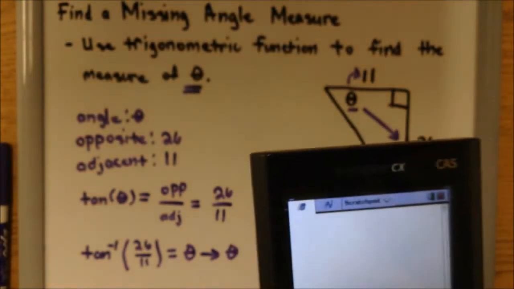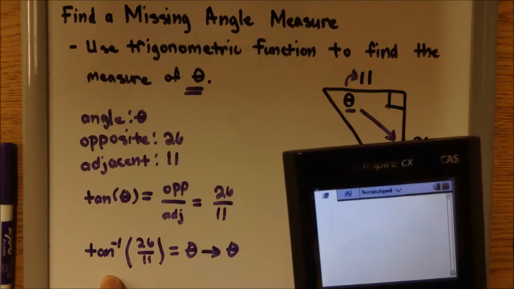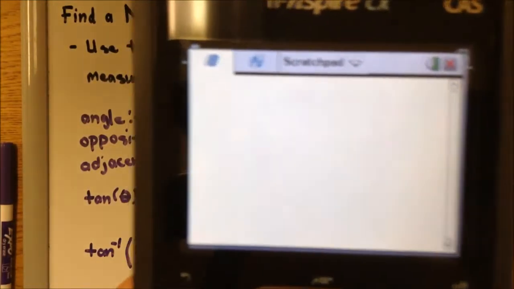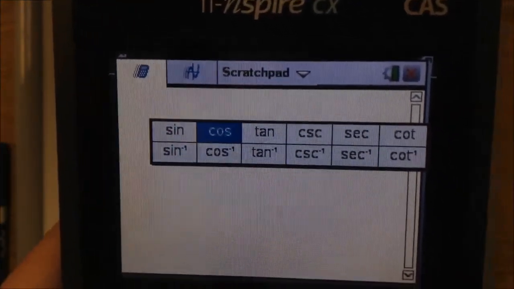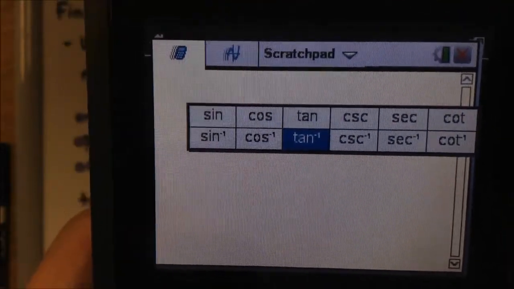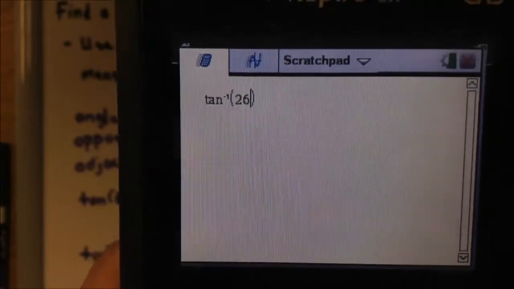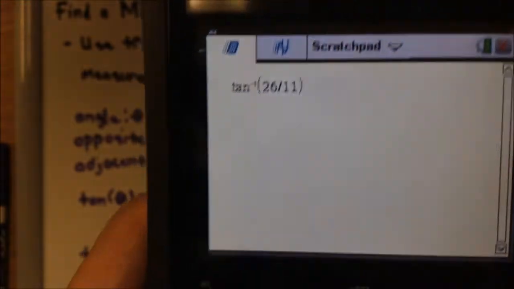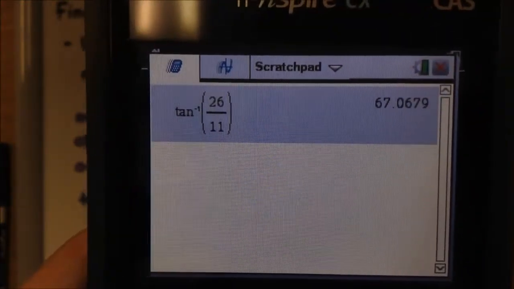So now I'm going to type in tan inverse or inverse tan of 26 over 11. So I'm going to go to trig, and then oops, we got to be very careful. Hit enter. Then it's going to be 26 divided by 11 because it's a fraction, and I'm going to hit control enter. So we got 67.0679.